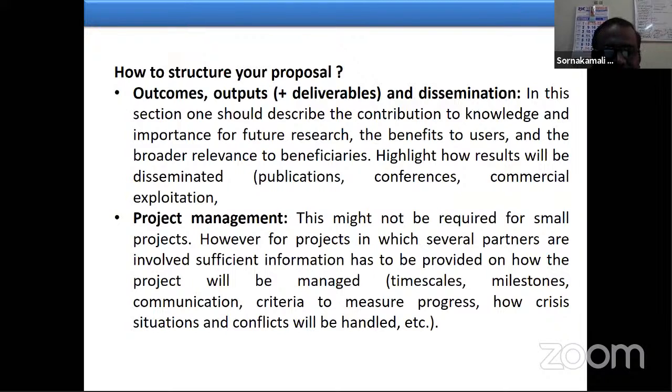Then project management. This kind of thing is not required for a small project, however for a big project we have to provide the time scale and milestones of achievement. For each 6 months, what is the target and how can it be achieved? If not achieved, how do we handle conflicts that may arise? Sometimes we may face failures, so how will we overcome them? We also have to give tangible measures of how to measure the progress of our objective.